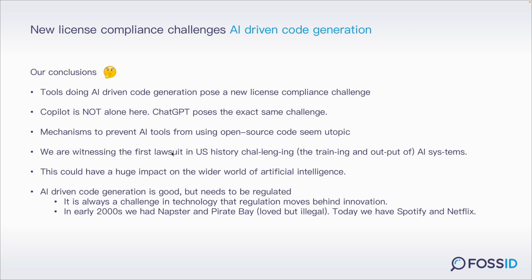While AI-driven code generation has benefits, it also requires regulation. Technological innovations often outpace regulation, as we've seen with Napster and Pirate Bay in the early 2000s. Thanks to them, today we have legal alternatives like Spotify and Netflix.